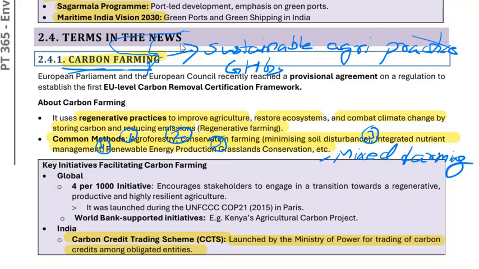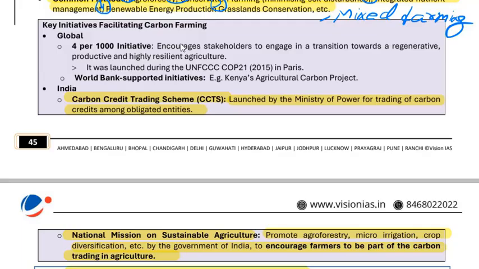So we can say that carbon farming is a carbon sequestration method. What are the different key initiatives facilitating carbon farming? If you see at the global level, the 4 per 1000 initiative encourages stakeholders to engage in transition towards regenerative, productive, and highly resilient agriculture. It was launched during UNFCCC COP21 2015 in Paris, that is United Nations Framework Convention on Climate Change. Next global initiative is World Bank supported initiative, an example is Kenya's Agricultural Carbon Project.